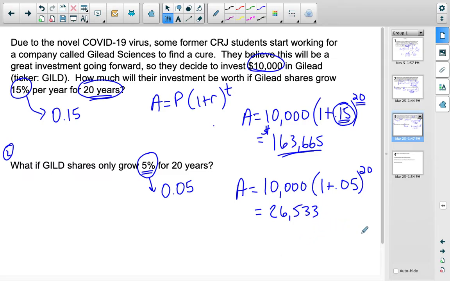26,533. So notice my time was the same, right? But this 15% versus just 5%, this is still a good return over the course of 20 years. But look at the difference between these two, right? So the power of compounding at a higher rate is pretty powerful.